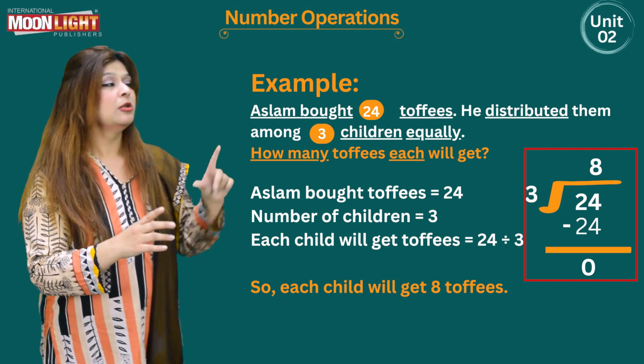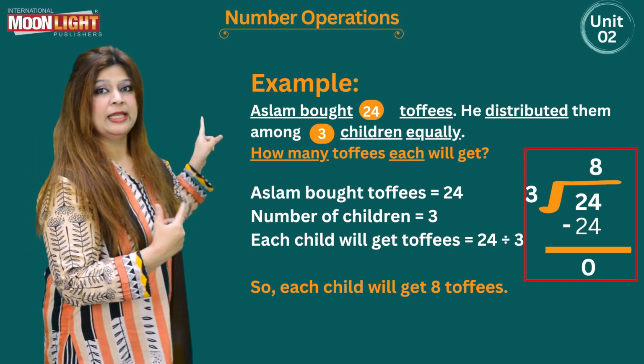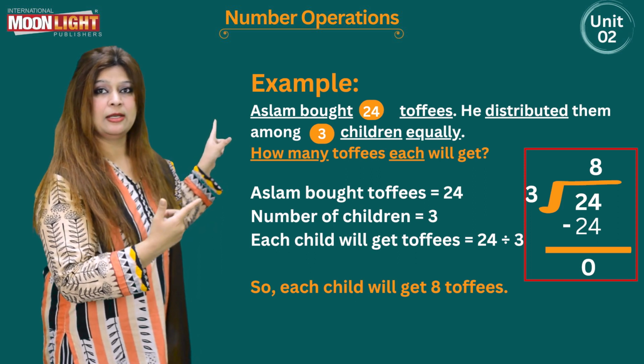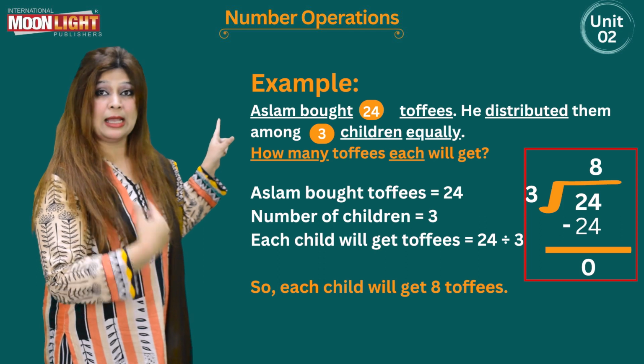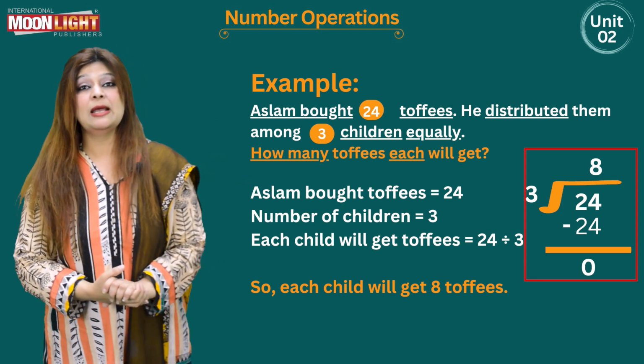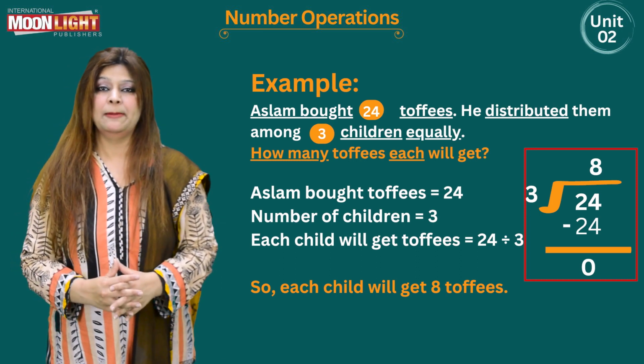Do it right now. 3 1s are 3. Yes. 3 2s are 6. Very good. 3 3s are 9. Up to this point, I am just recalling the table again and again. So what did I find out? 3 8s are 24.